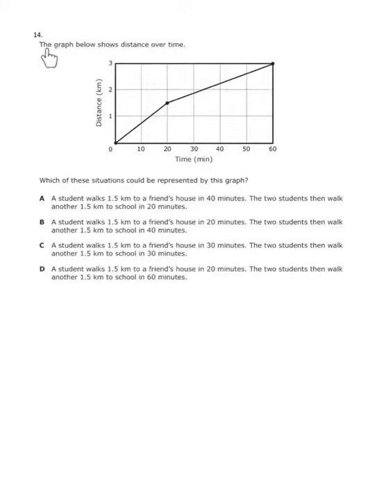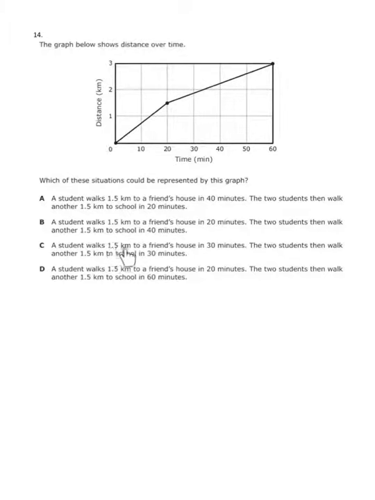Number 14. The graph below shows distance over time. Which of these situations could be represented by this graph? A. A student walks 1.5 kilometers to a friend's house in 40 minutes. The 2 students then walk about another 1.5 kilometers to school in 20 minutes. B. The student walks 1.5 kilometers to a friend's house in 20 minutes. The 2 students then walk another 1.5 kilometers to the school in 40 minutes.